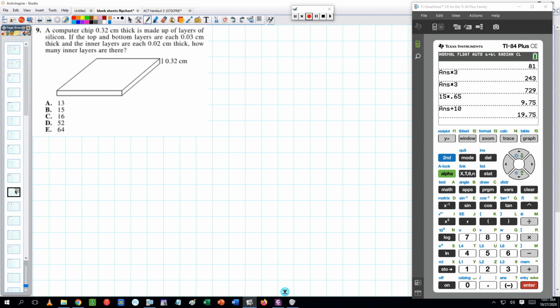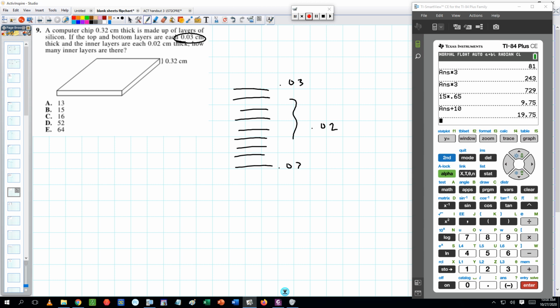A computer chip 0.32 centimeters thick is made up of layers of silicon. The top and the bottom one are each a certain thickness, and then the inner layers. So we have all these layers. We have a top layer and a bottom layer, and then in the middle we have a bunch of inner layers. How many inner layers are there? I'm going to take my 0.32, my total, subtract 0.03 for the top, and subtract 0.03 for the bottom. So that gives me an inner layer total of 0.26. If I divide that by what each of the layers are individually, I get 13 inner layers.